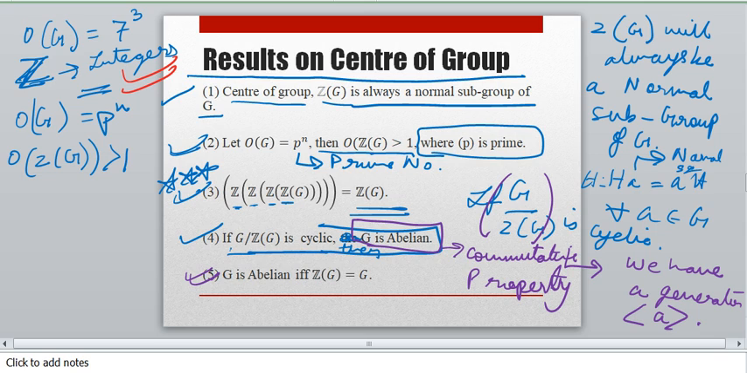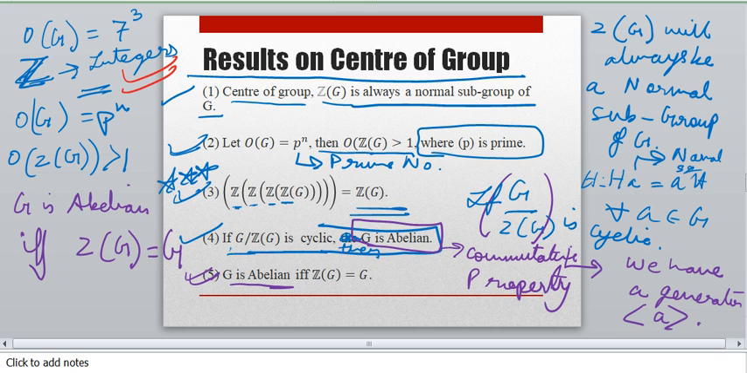Next part is point number 5. It says G is abelian if and only if Z(G) is equal to G. So the group G is going to be abelian if and only if the center of the group Z(G) is equal to the group.